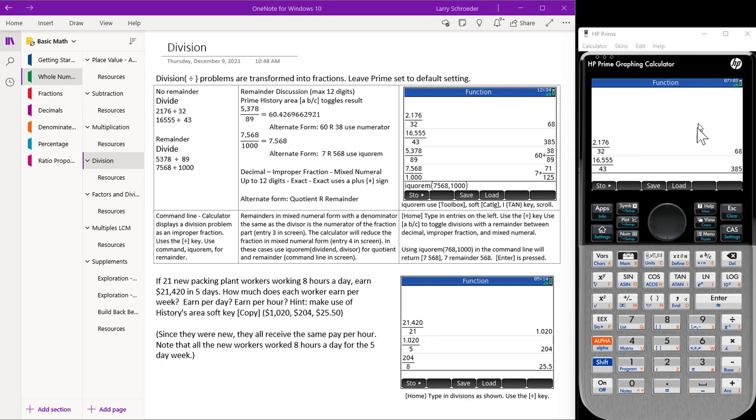Our first problem is 5,378 divided by 89. The calculator gives us a decimal answer. We press the ABC button, switch it over to an improper fraction, press the button again, and switch it over to a mixed numeral. Because this fraction turns out to be 38 over 89, the remainder will be 38. So therefore we can write this answer as 60 remainder 38.